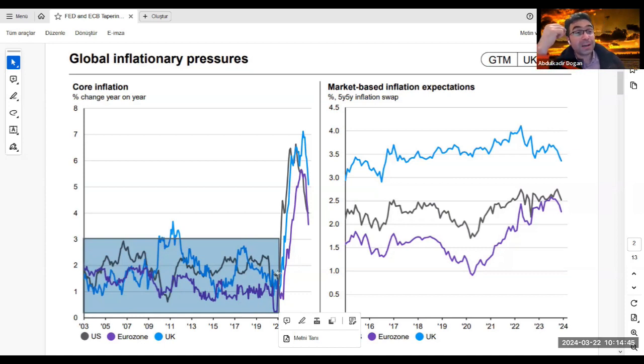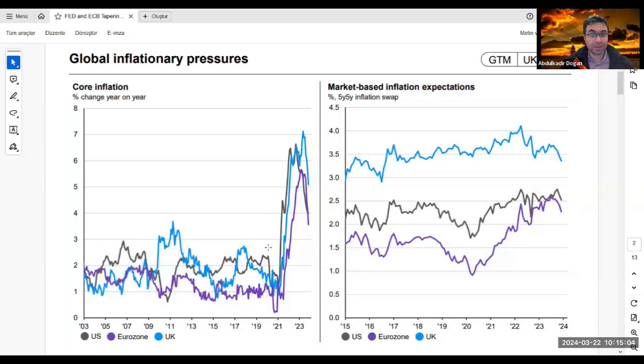And why is the 2% important for us? The 2% is the inflation target of the central banks. And central banks were really successful in keeping the inflation in the band of the central bank's target during those 18 years. But what happened here?